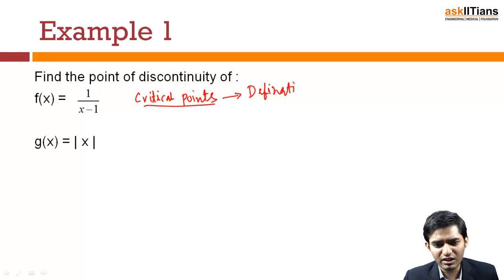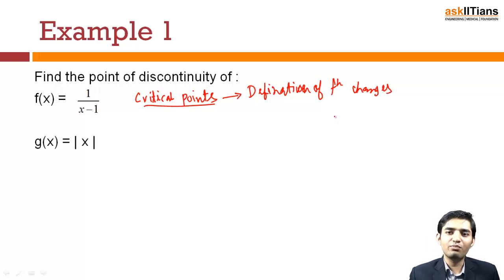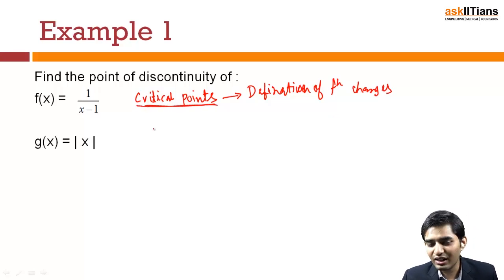Definition of the function changes. The value of the function is something else for x greater than a, and something else for x less than a. That means the value of the function is changing, right? That type of points are called critical points. So critical points are the points where the definition of the function changes.